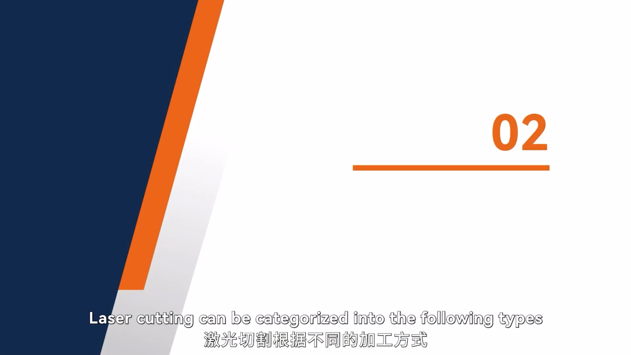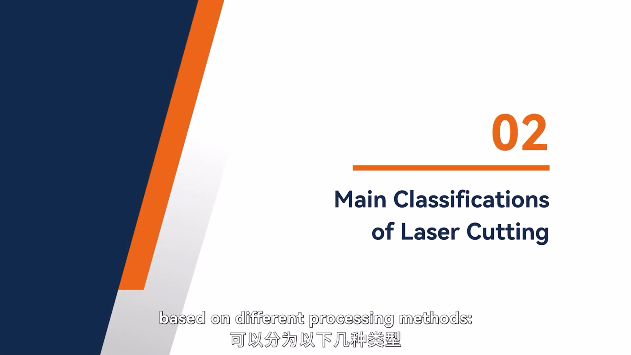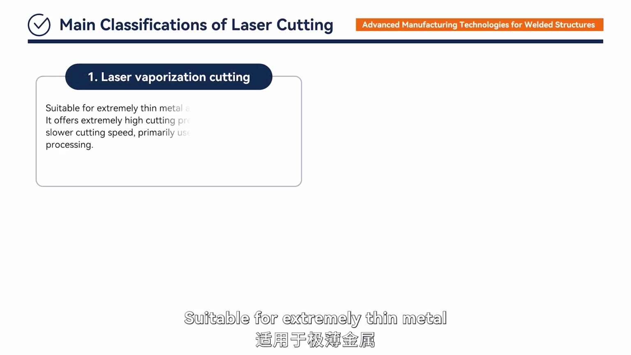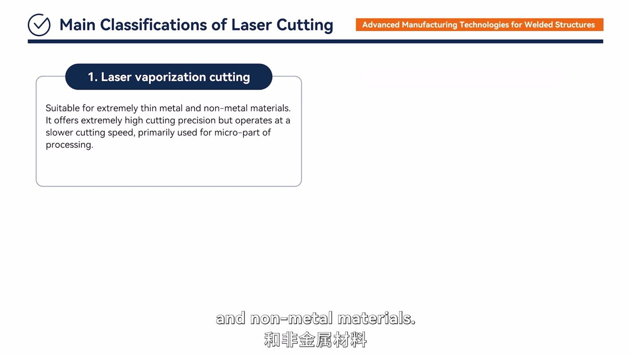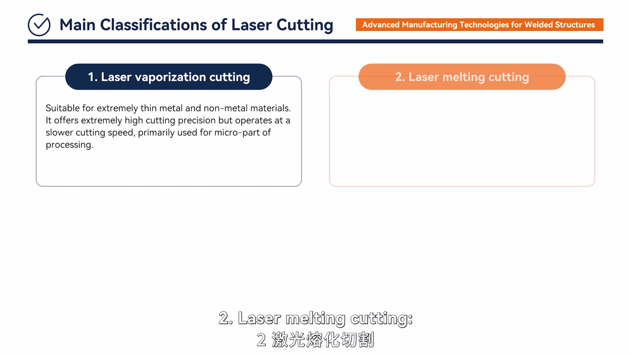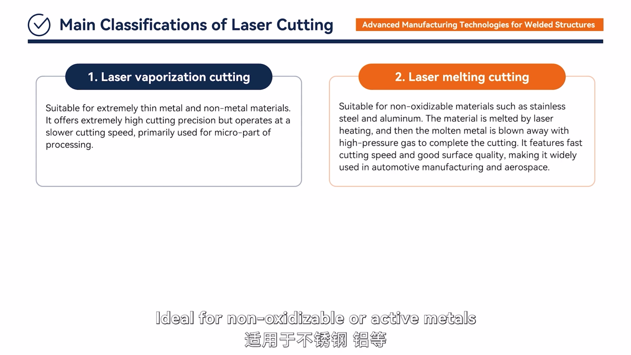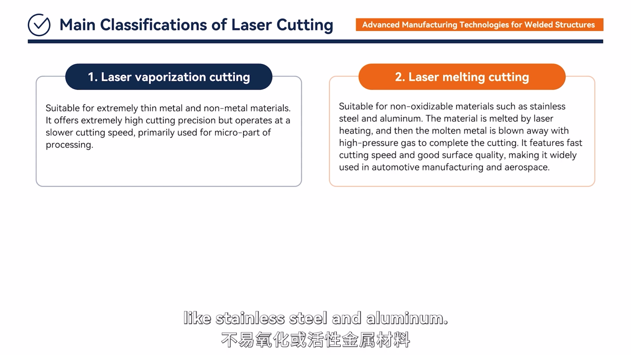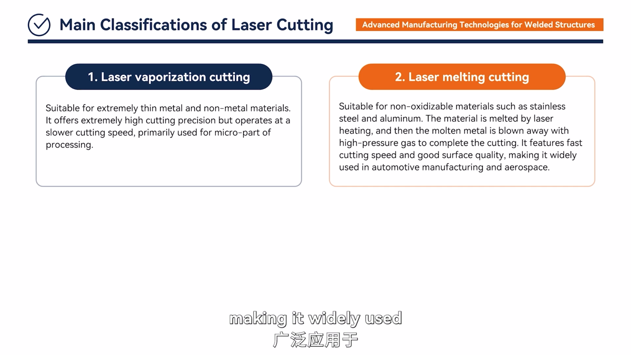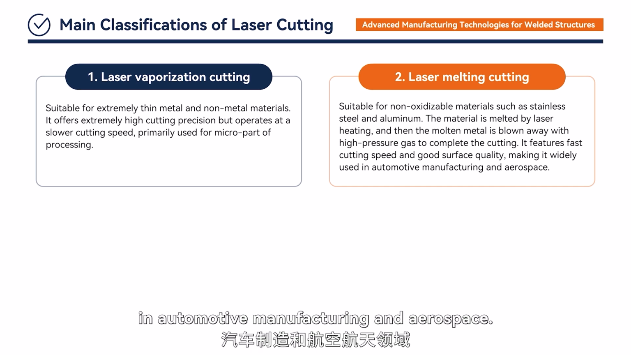Laser cutting can be categorized into the following types based on different processing methods. 1. Laser vaporization cutting, suitable for extremely thin metal and non-metal materials. It offers extremely high cutting precision, but operates at a slower speed. Primarily used for micropart processing. 2. Laser melting cutting, ideal for non-oxidizable or active metals like stainless steel and aluminum. It features fast cutting speed and good surface quality, making it widely used in automotive manufacturing and aerospace.